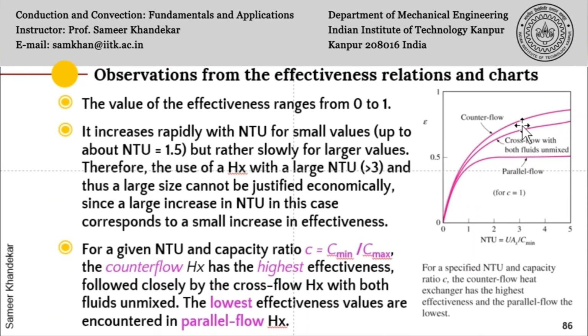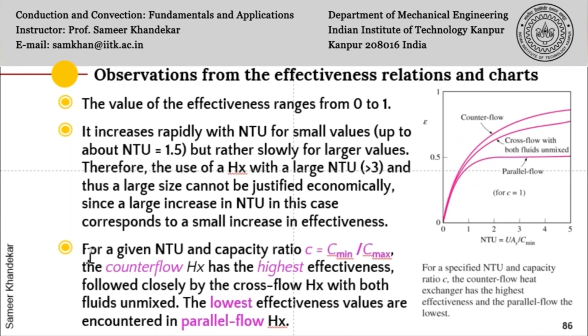So it is like a point of diminishing returns. You keep on increasing the area, your effectiveness increases, but after a while the slope changes drastically and doubling the area doesn't double the effectiveness, so to say. Because it's a logarithmic variation of temperature which is happening. So thus a large size cannot be justified economically, since a large increase in NTU in this case corresponds to very small increase in the effectiveness.